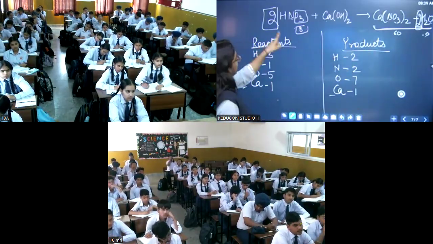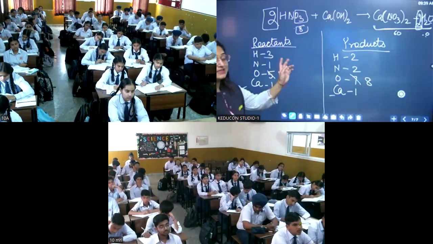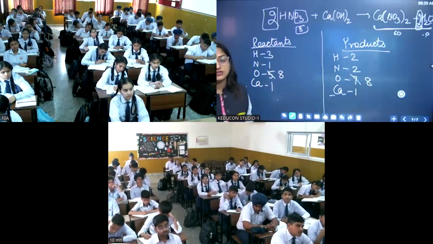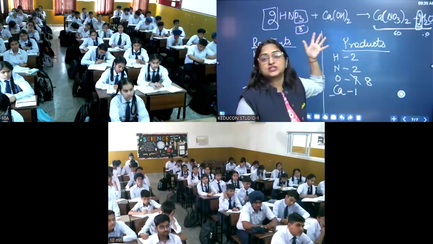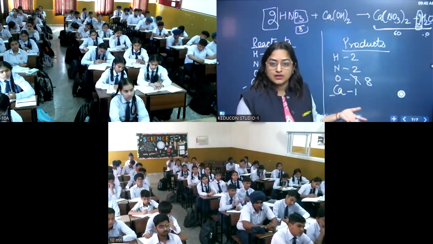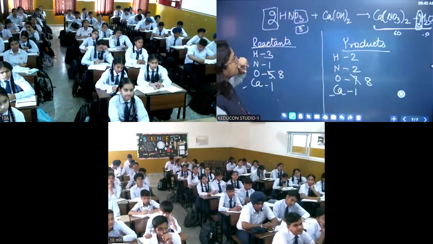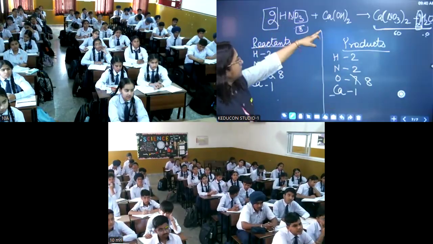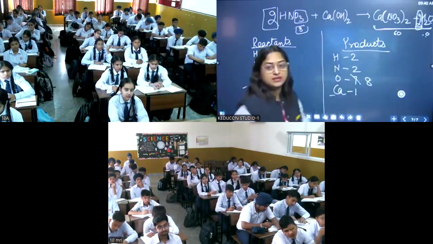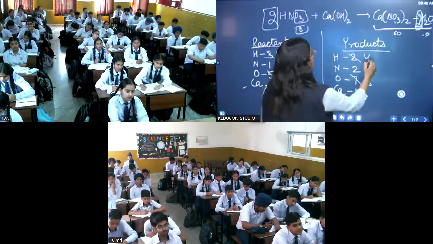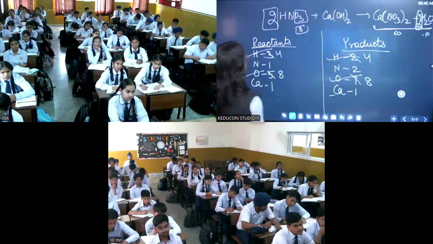So now we have 8 oxygen atoms here and 8 oxygen atoms here. But this has changed some other things also because this oxygen is not alone. This coefficient has changed things for other elements also, right? What has it changed? How many hydrogens do we have here now? 4. 2 here, 2 there. We have now 4 hydrogen atoms. And how many hydrogen atoms there? 4. That means our hydrogen is balanced. Our oxygen is balanced. Coming to nitrogen.